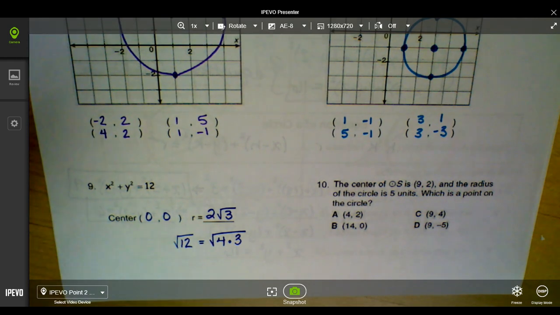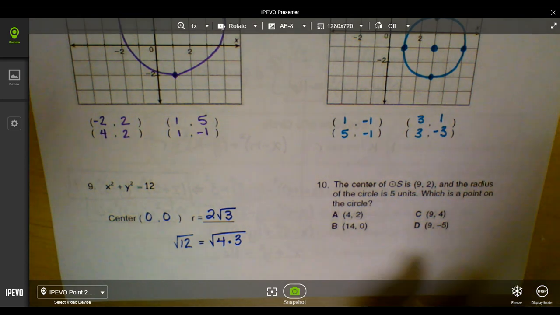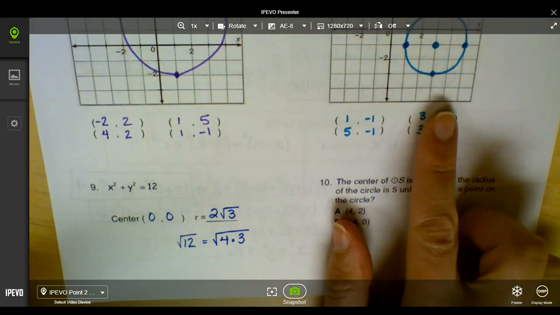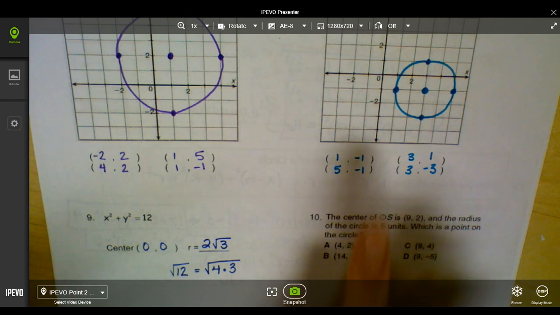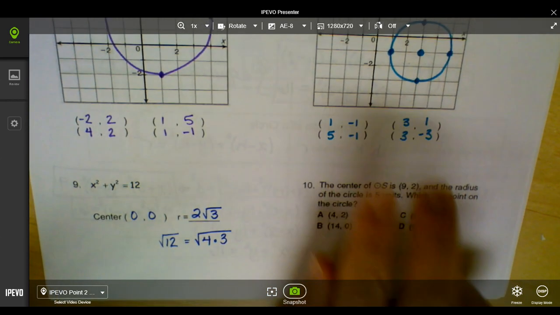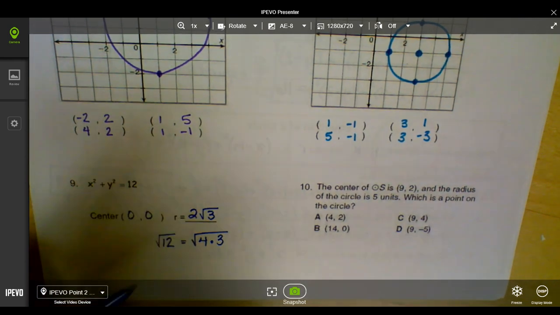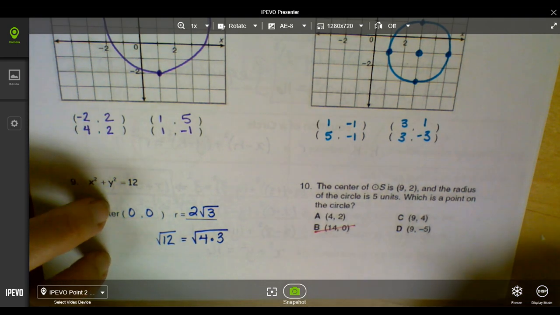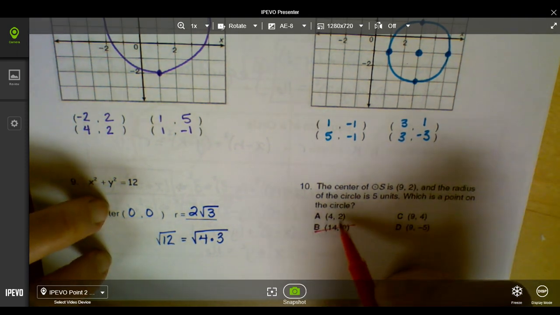All right, last one. The center of circle S is 9, 2, and the radius of the circle is 5 units. Which point is on the circle? So remember what we did up here, we had to either have the same x value or the same y value. So they either have to have an x value of 9 or a y value of 2. The first thing that we can do is cross out this guy because that one does not make any sense. So these have an x value of 9, this one has a y value of 2.